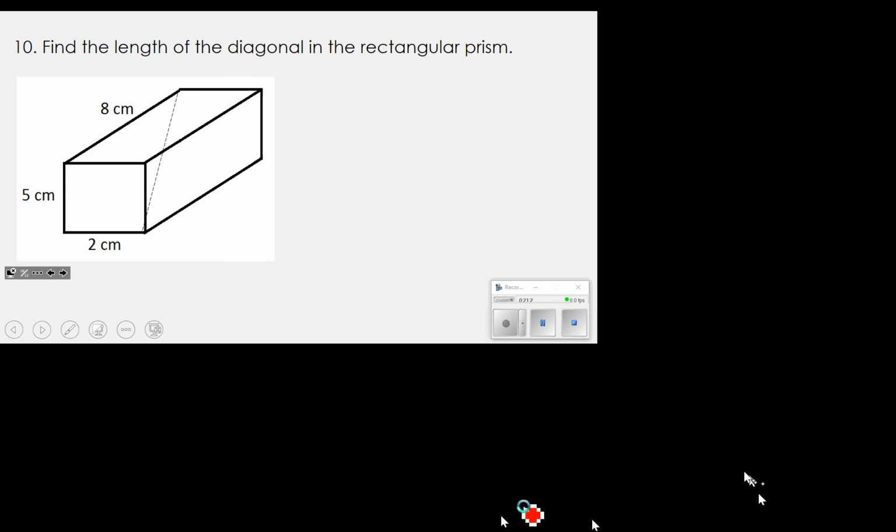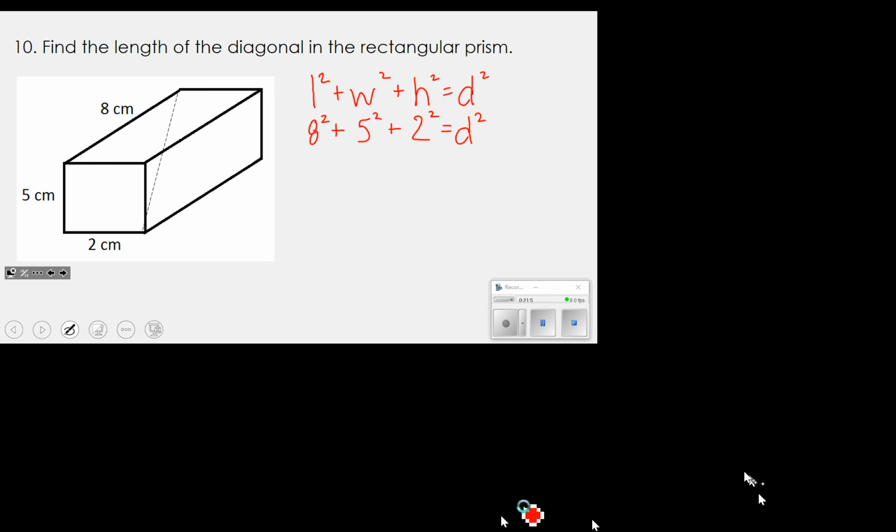The next question is 10. We have a rectangular prism, so we know we're going to use a different formula, and it's going to be L squared plus W squared plus H squared, and that's going to give us the diagonal squared. So we have our three measurements. It doesn't really matter where you put them in because you're just adding them together. So I'm going to do 8 squared plus 5 squared plus 2 squared equals the diagonal squared.